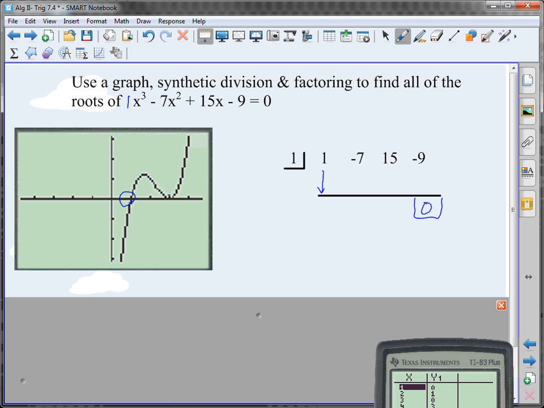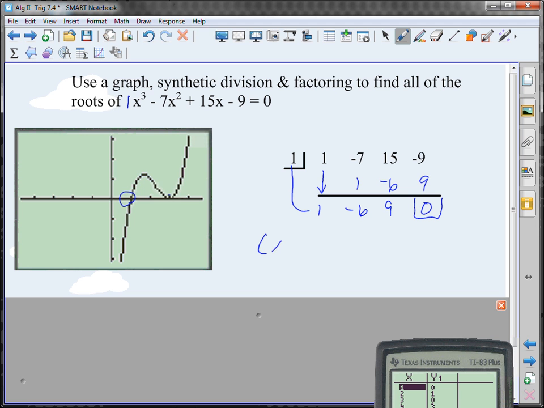Bring down the 1. 1 times 1 is 1. Negative 7 plus 1, negative 6. 1 times negative 6, negative 6. 15 minus 6, 9. 1 times 9 is negative 9 plus 9, 0. Yes. For this now, no.